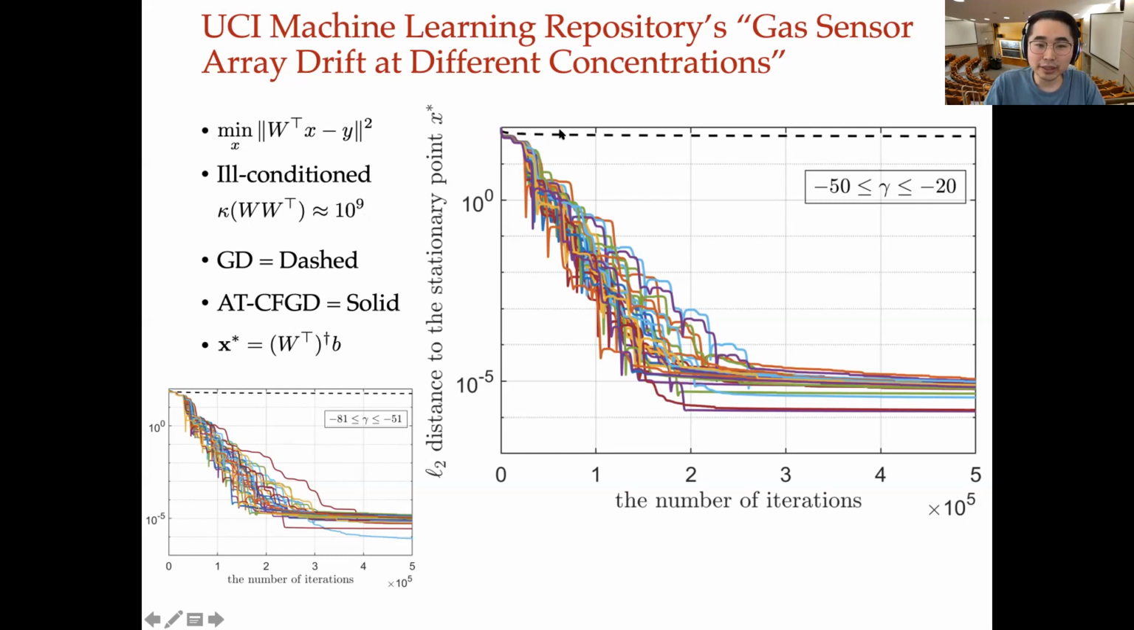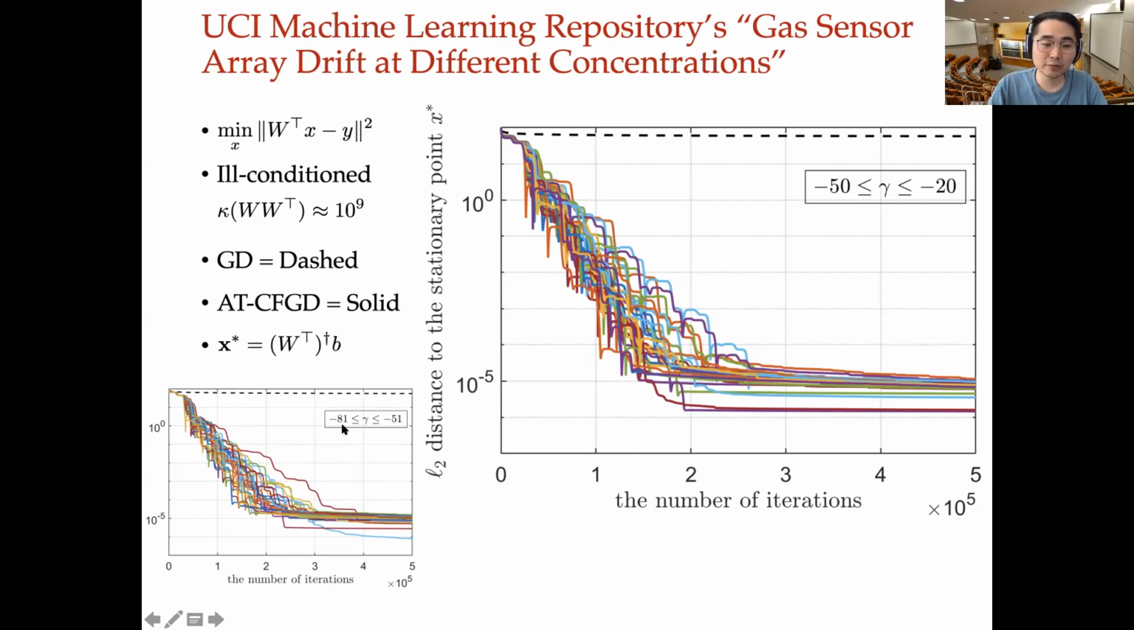Here I show the gradient descent result with the optimal learning rate, the dashed line. You see that 10 to the 5 iterations is not enough to see significant decay. But our adaptive terminal Caputo fractional gradient descent can effectively decrease the loss, and within merely 10 to the 5 iterations it already reached 10 to the minus 5 distance to the stationary point. This is the distance to the stationary point, not just the loss value.